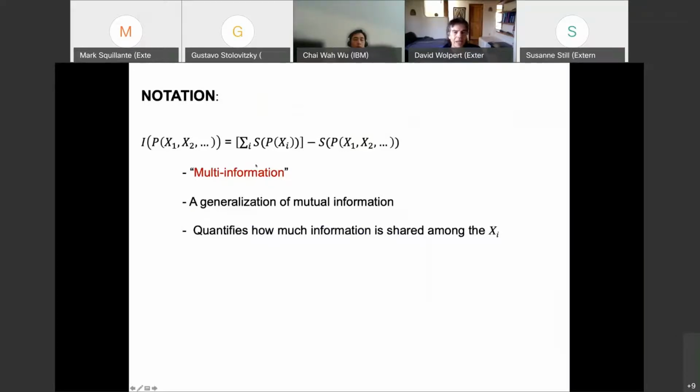To give a little bit of notation for some of the simplest properties of this optimization problem, and to remind people if they haven't come across it before, this quantity here is a generalization of mutual information, sometimes called multi-information, sometimes called total correlation. It's the sum of the entropies of the marginals of a joint distribution minus the entropy of the joint itself. Loosely speaking, it can be viewed as quantifying how much information is being shared among all those random variables.